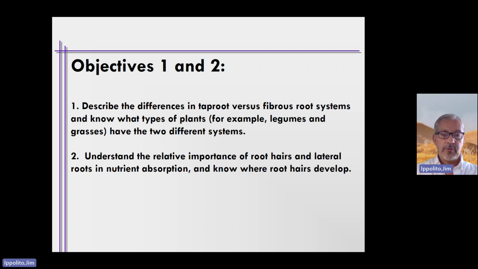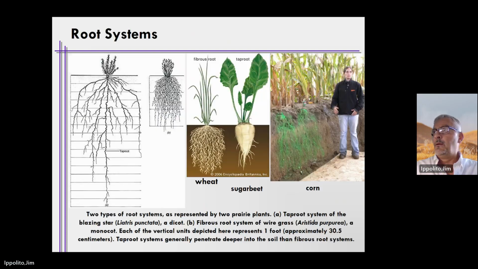So describe the differences between taproot and fibrous root systems, and then understand the importance of root hairs and lateral roots in terms of nutrient absorption. So there's 2 types of roots. There's tap roots and there's fibrous roots. And it's always rather difficult to get a picture of what roots look like because they're below ground, and to pull them out of the ground, you destructively sample. But the picture in the top right-hand corner did a pretty good job of tagging with this green dye what corn plant roots look like.